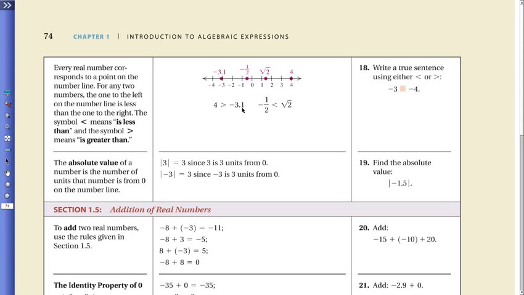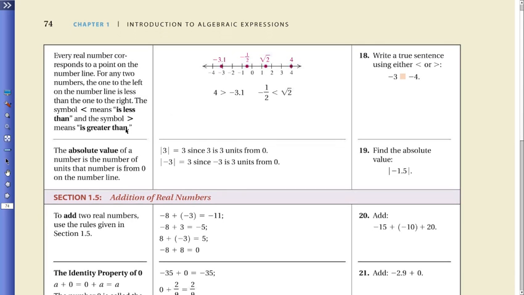That's true. Now, if I flip that around and I said negative 3.1 compared to 4, well, I'd say negative 3.1 is left of, or less than, 4. Okay? And here they show 1/2 compared to square root of 2. 1/2 is left of square root of 2. If I had square root of 2 on this side, it'd be square root of 2 is greater than negative 1/2. So on.